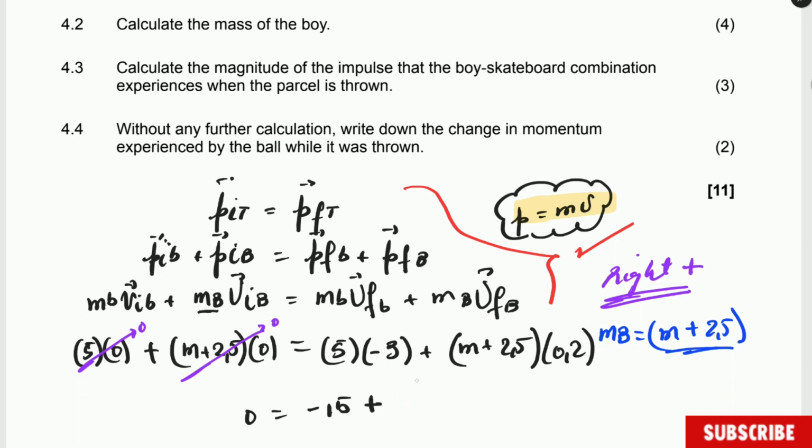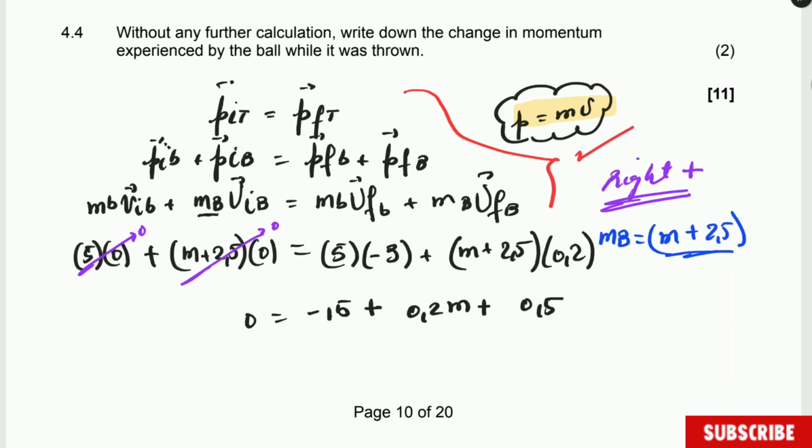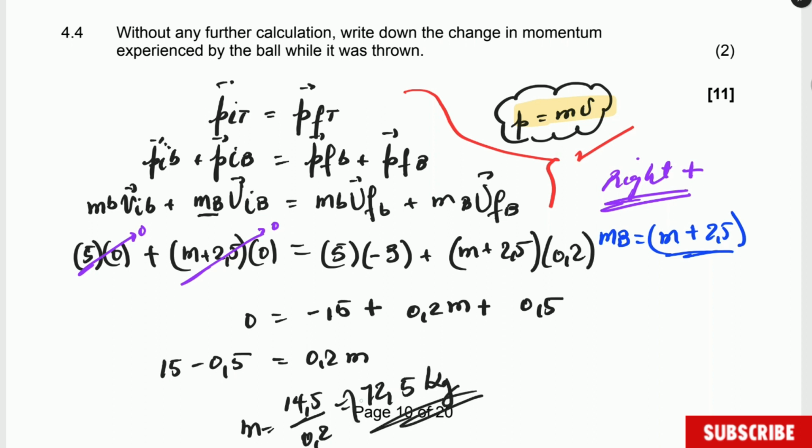Plus, and now here you have to solve this one. You get 0,2 M plus 0,5, and when you rearrange this one, it's just simple math. You get that 15 minus 0,5 is equal to 0,2 M, and then M is equal to 14,5 divided by 0,2, and it will give you that the mass of the boy is 72,5 kilograms. That is the answer for this specific question.